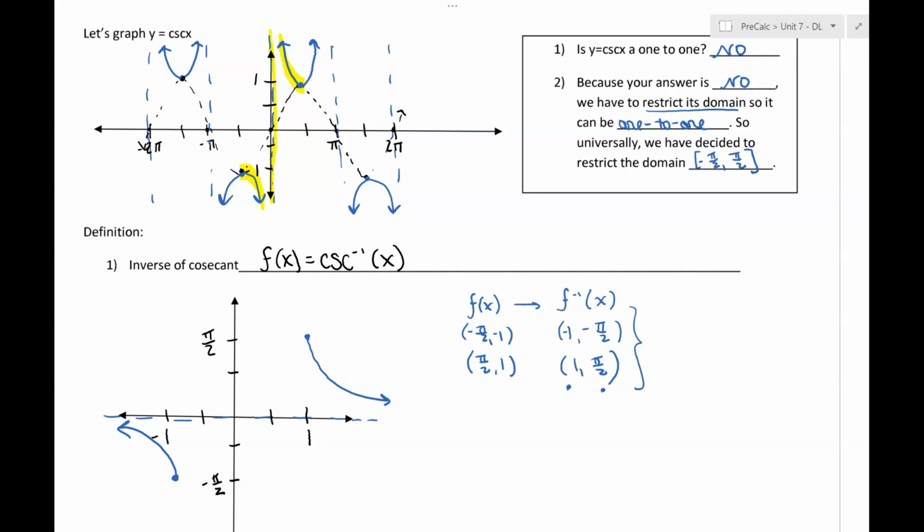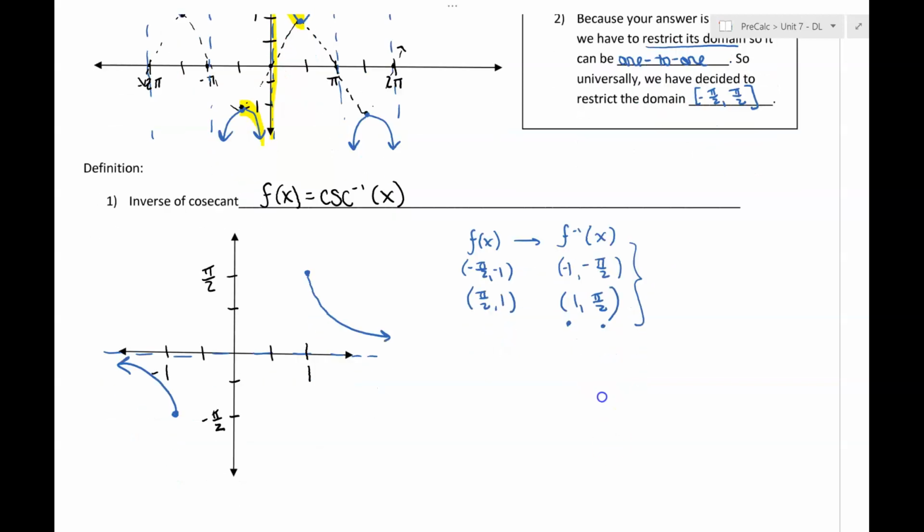Also, if there's a vertical shift, that moves our horizontal asymptote. That's it. Easy. All right.